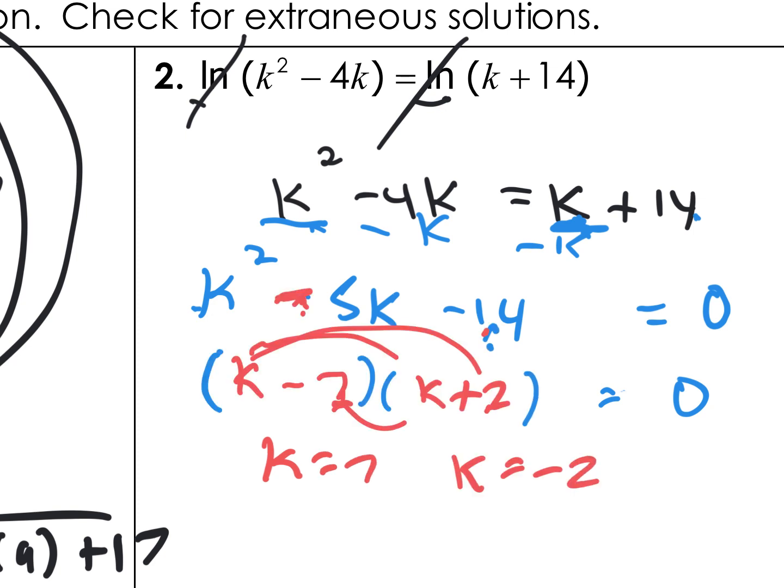And if you plug them in, 7 squared minus 4, that checks out fine. If I plug this one into the second one, 7 plus 14, that's fine. It checks out for both of those. Let's try the negative 2. When you square a negative 2, it becomes positive. And a negative 4 times a negative 2 becomes positive, so that one checks on that side. And then over here, negative 2 plus 14 is still positive. So both of those equations are fine. They're not extraneous.